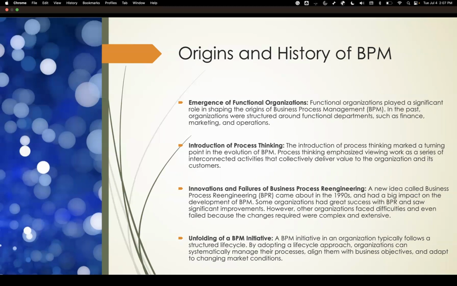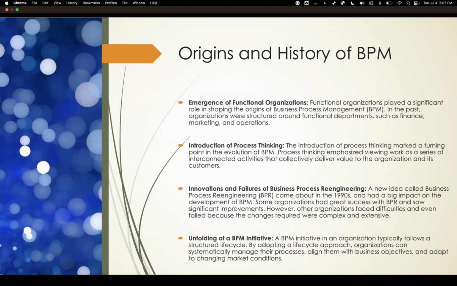Process thinking emphasized viewing work as a series of interconnected activities that collectively deliver value to the organization and its customer. Innovations and failure of business process re-engineering. A new idea called business process re-engineering came about in the 1990s and had a big impact on the development of business process management.